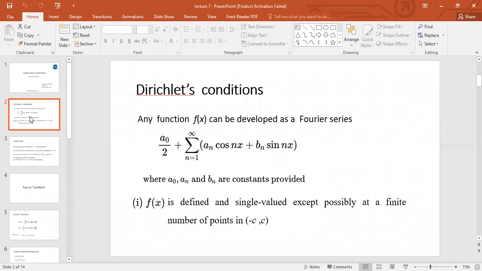So Dirichlet condition is: any function f of x can be developed as a Fourier series where a naught, a n and b n are constants, provided যদি আমাদের ডিরিচলেট কন্ডিশনগুলো ফিল আপ করে। So f of x is defined and single valued except possibly at a finite number of points in minus c to c range.